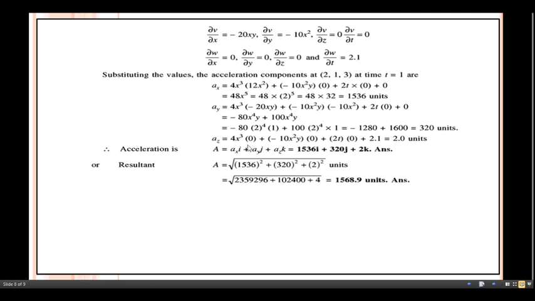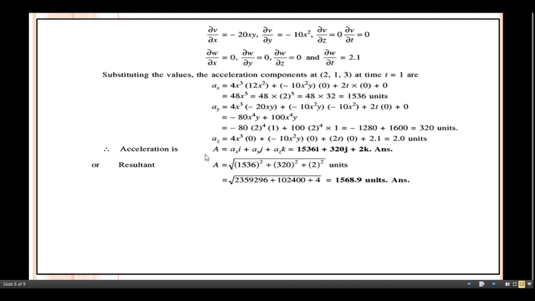So if you substitute all this in the next equation to get the acceleration along the z direction, we get the value as 2 units, because the other terms are automatically 0. Every term is multiplied by 0. That's why we get the 2 term as it is. So here we have 2 units.